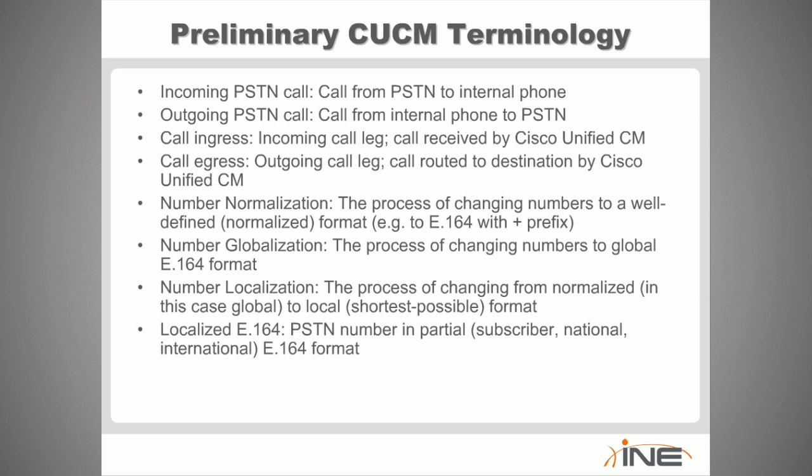Okay, so also number normalization. We mentioned this already, the process of changing numbers to a well-defined or normalized format, normalizing our data, essentially to the E164 number with the plus prefix. Number globalization, same basic thing, it's just a subset of normalization. Number localization, the process of changing the number from a normalized or globalized format, in this case, to the local. And I wrote shortest possible, but I'm not actually sure if I would agree with shortest possible. It's to the user's preference, the user that's being displayed to. Obviously, we're not going to meet everyone's preference, but the large majority of users. And then localized E164 number, so the PSTN number in partial E164 format, such as subscriber, national, or international. This is the format localized to the carrier, the way that they want to see the call if they are to route it properly. We'll definitely take a look at that.